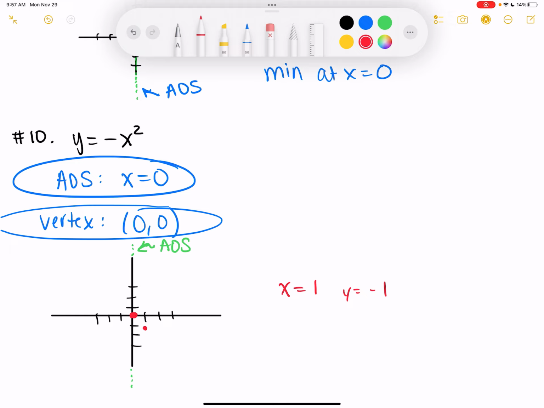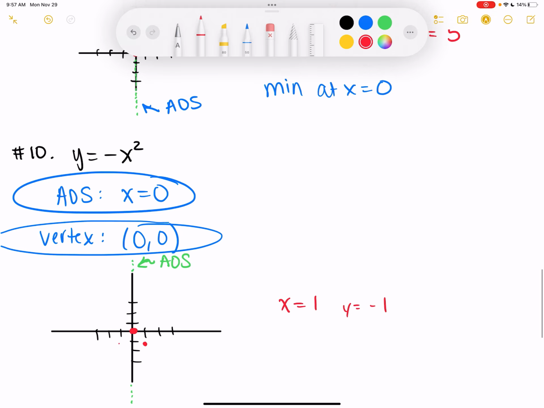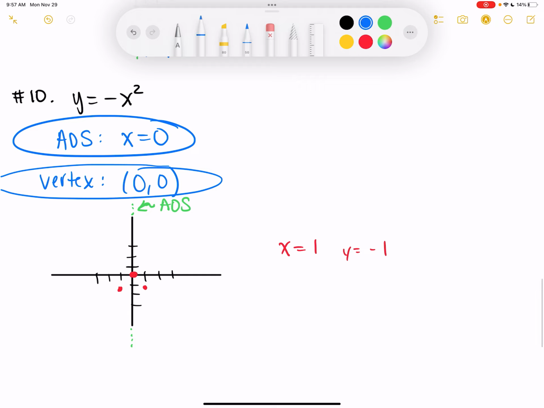So at 1, it's -1. Whatever happens on one side of the axis happens on the other, so we can just copy that point over. And then I can connect my dots. Technically this is supposed to be rounded off. It's not supposed to be at a point, but it's very difficult. As long as you're not drawing it like a sharp point, because that would be an absolute value function, not a parabola. So, anyways, as long as that's the case, then we're good.